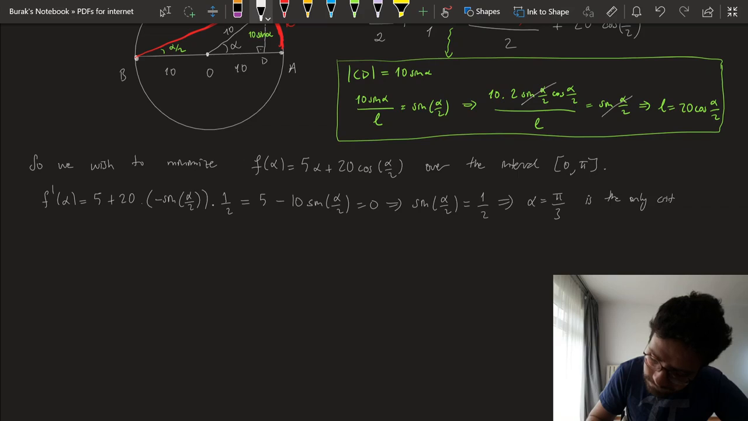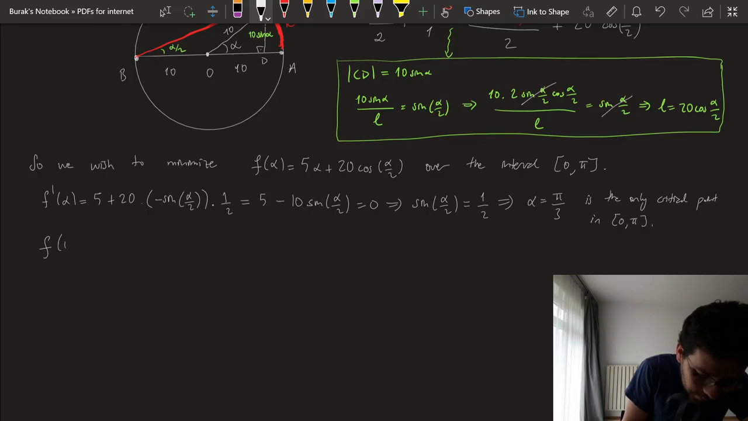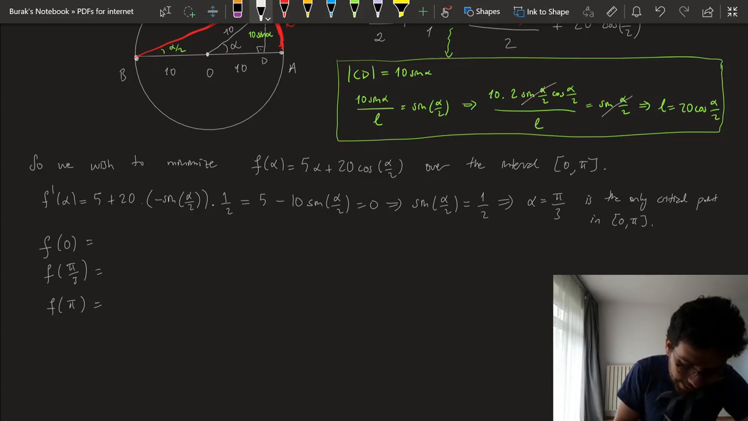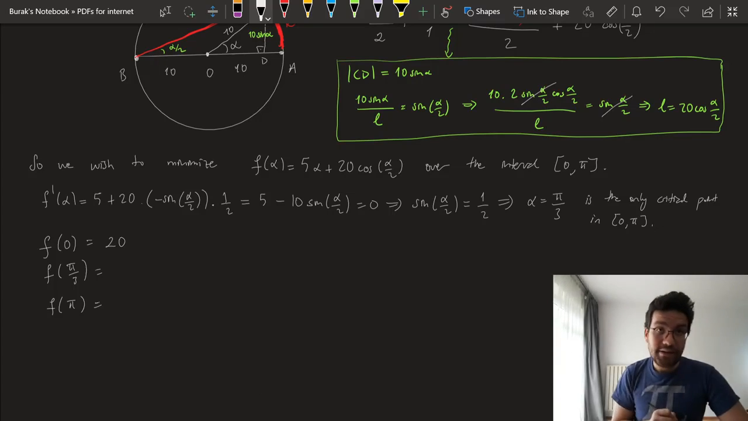And this interval is 0 to pi. And now I plug in the endpoints and I plug in the critical points. There are no singular points, as you can see. So I plug these in. If you plug in 0, you are going to get 20. So it takes 20 seconds for him to go there.